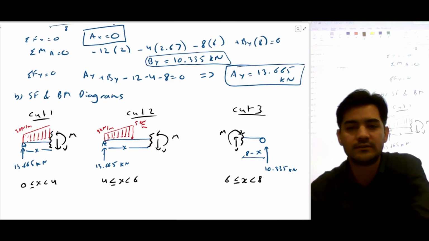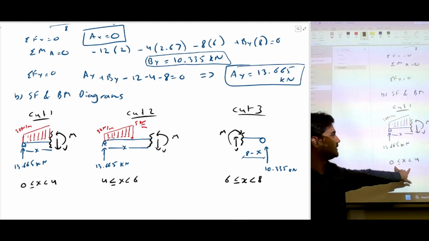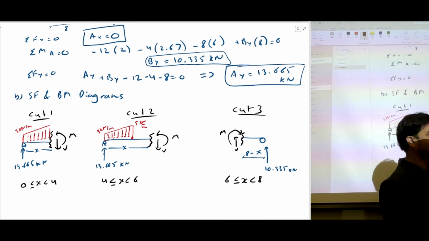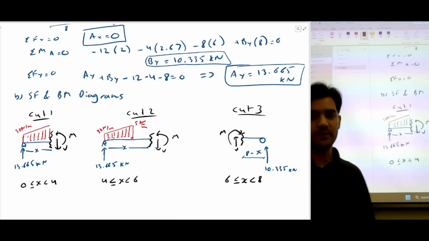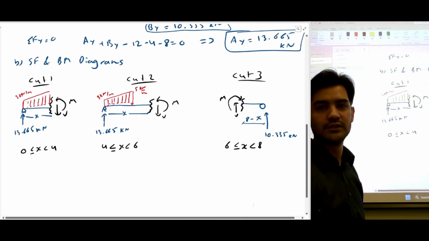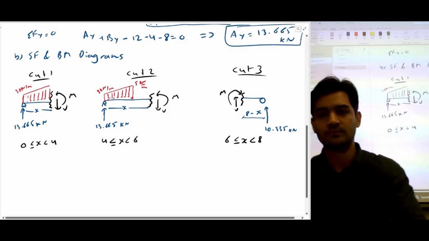Yeah, so we'll formulate the equations, and these equations are only applicable from this distance to this distance. For this equation, the V and M values will be applicable from 4 to 6, and from 6 to 8. These are the ones which are applicable. So now we can do the summation of forces along the x-axis and y-axis, and we can try to calculate.